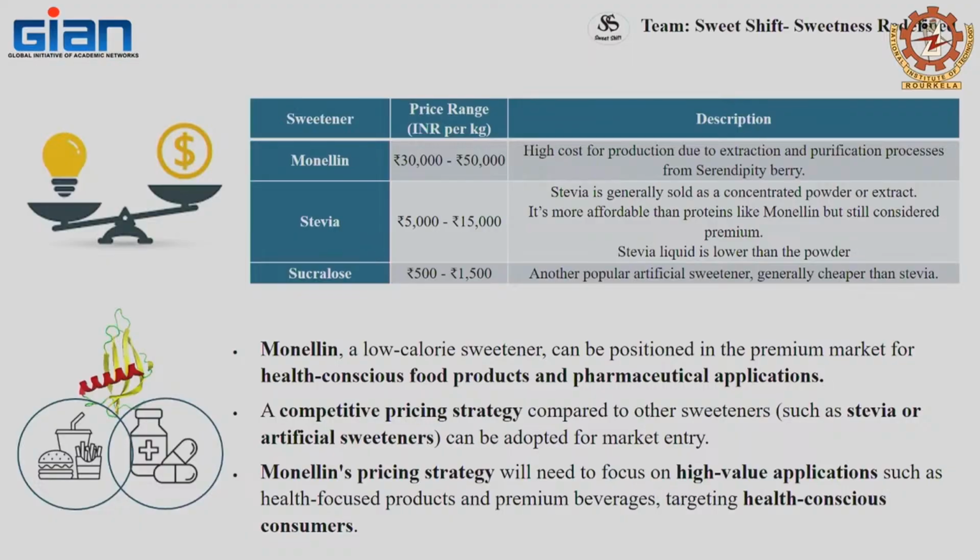I compared with the other sweetener alternatives. Whereas monellin is this much in price, stevia is coming at 5 to 15,000. Moreover, they are saying if stevia is in liquid form, it costs even less, nearly 5,000. Then again, is there any alternative to stevia? So then I went for sucralose. These are the charges.